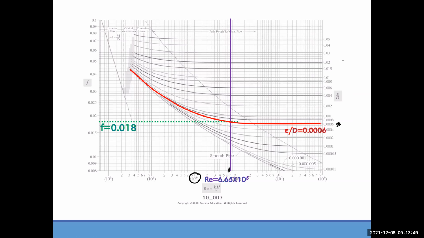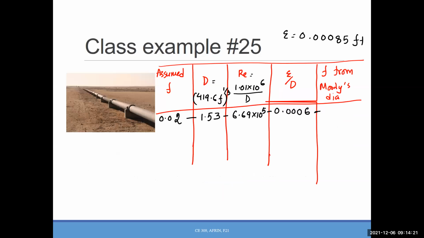Okay. So find that, whatever you got, use that one on the table and find the percentage of difference between the assumption and the one you got from this diagram. Okay. How many of you got something close to 0.018? Okay. I will wait 1 minute. Those who already got the friction factor value, what you can do here is find the percentage of difference.